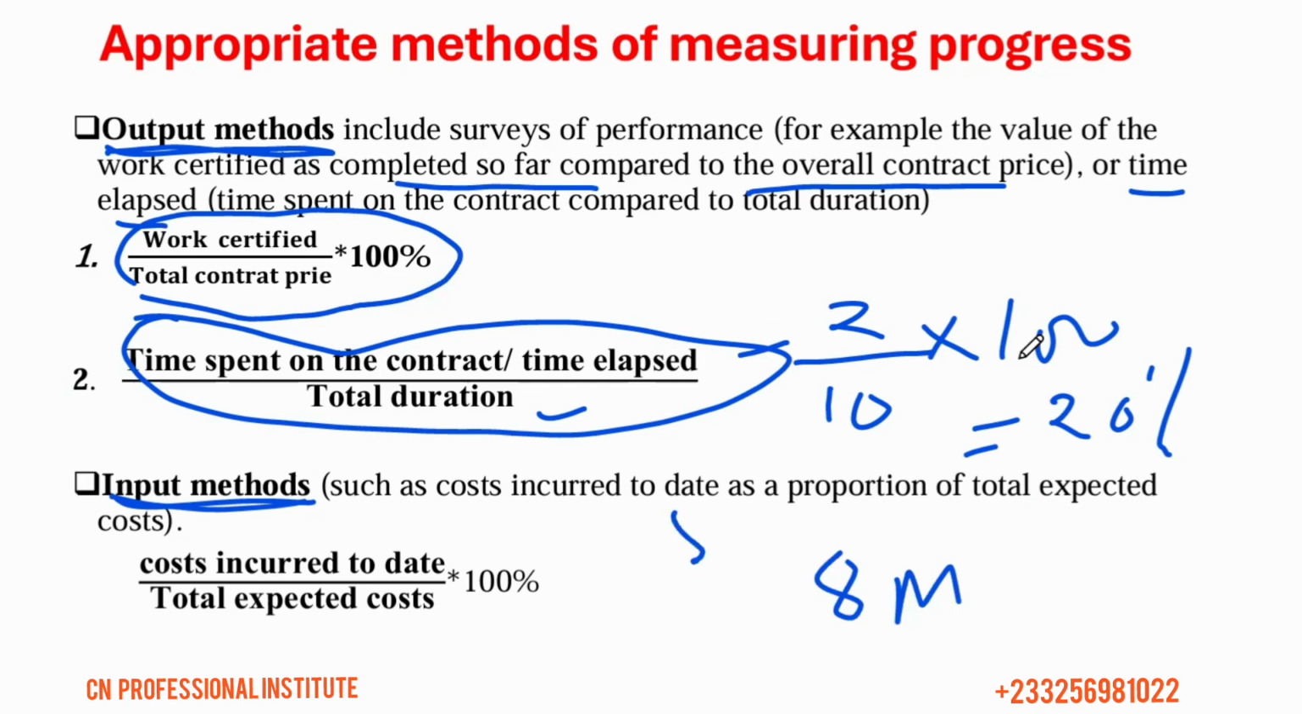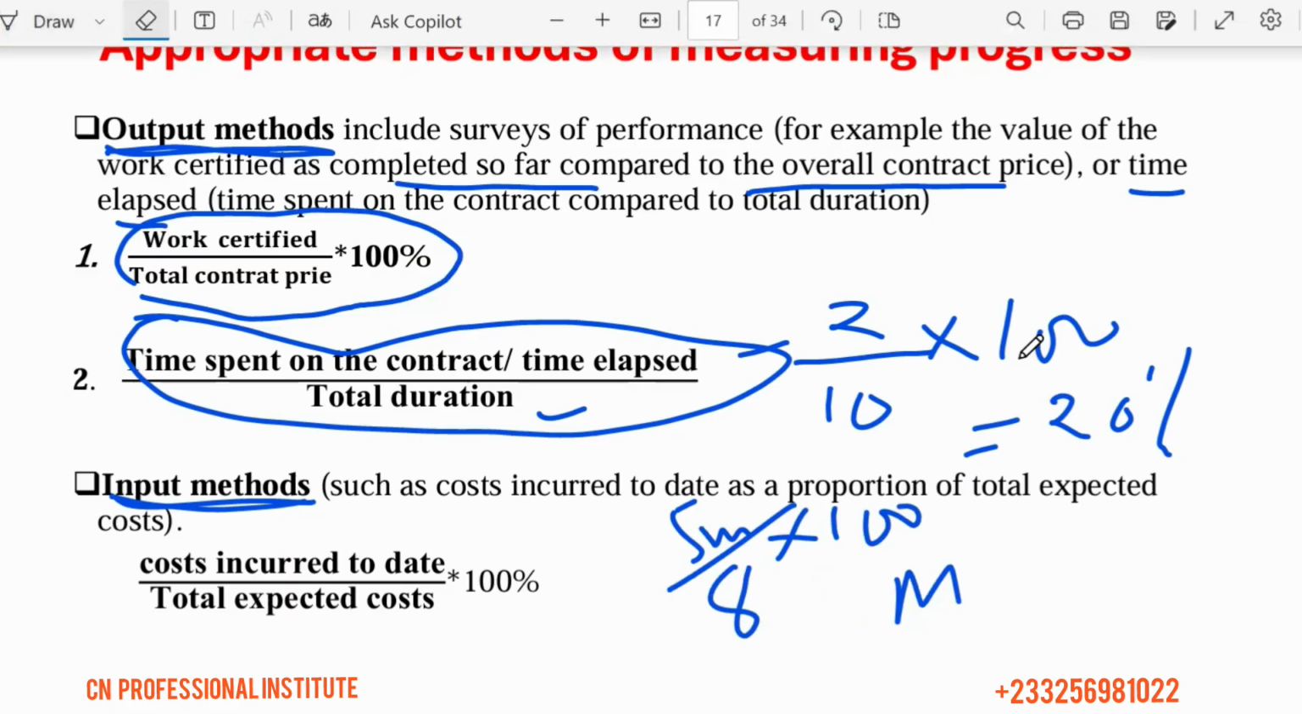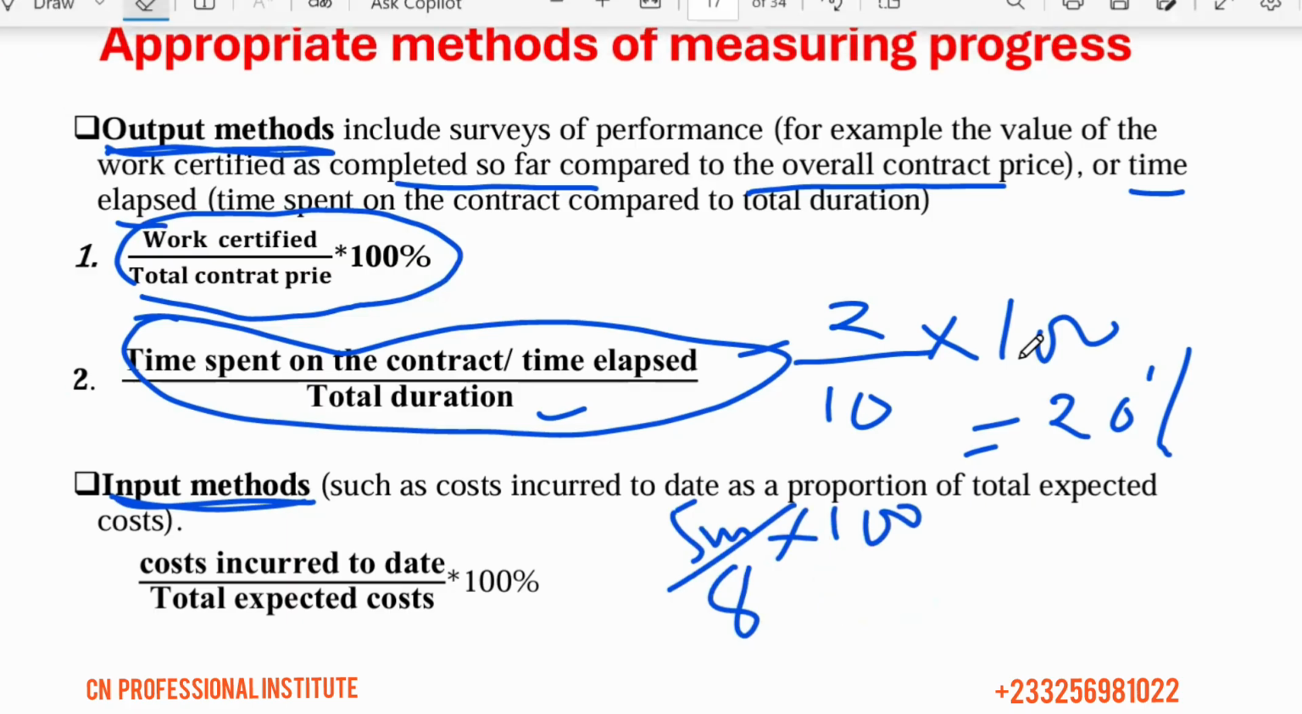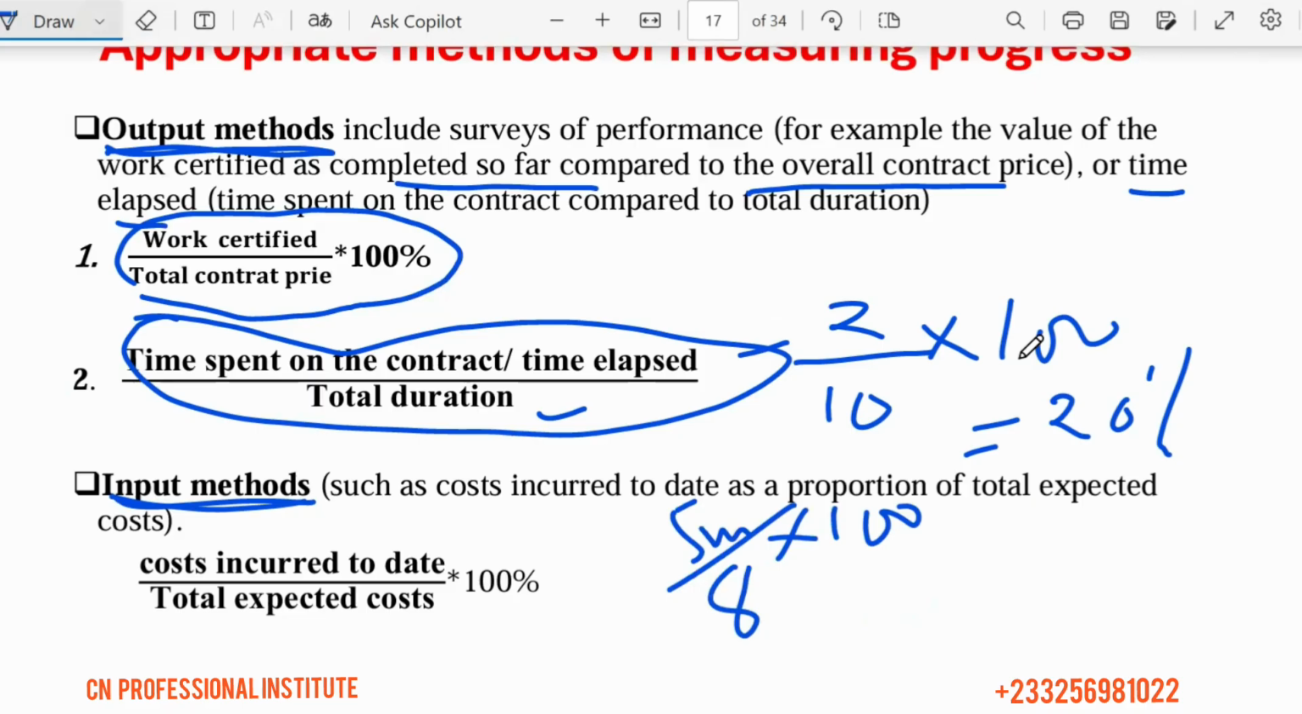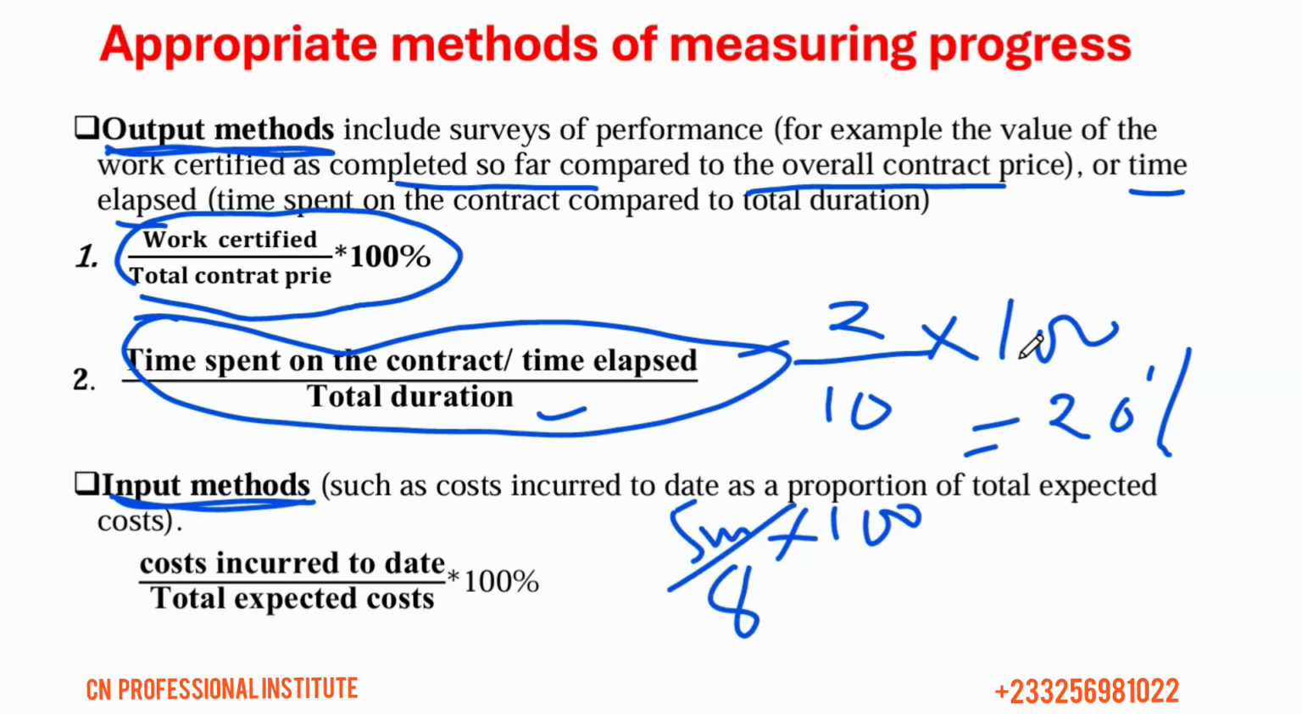If you've incurred 5 million to date, just pick your 5 million to date, then you divide it by the total cost. So you pick your 5 million divided by total cost. The total cost is 8 million by 100. Are you following? And that will give you your progress. So you just pick your cost you've incurred to date over the total cost by 100.